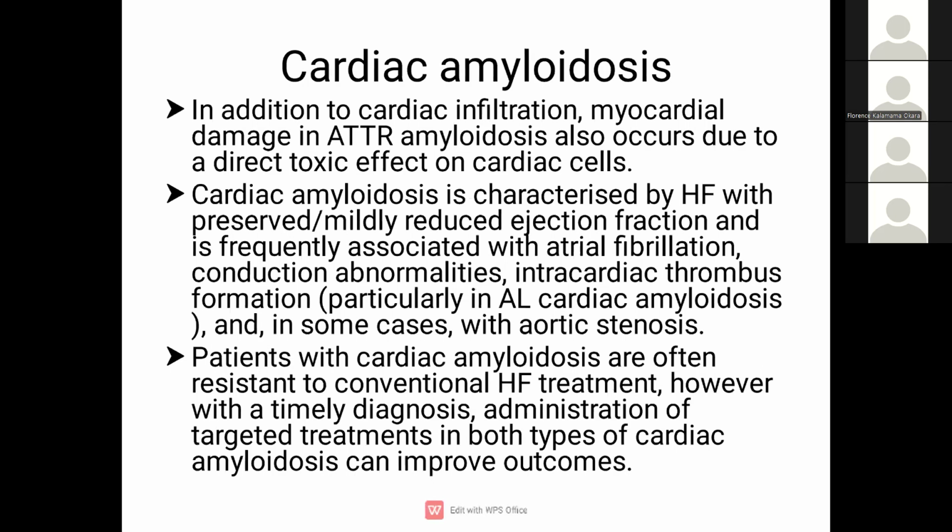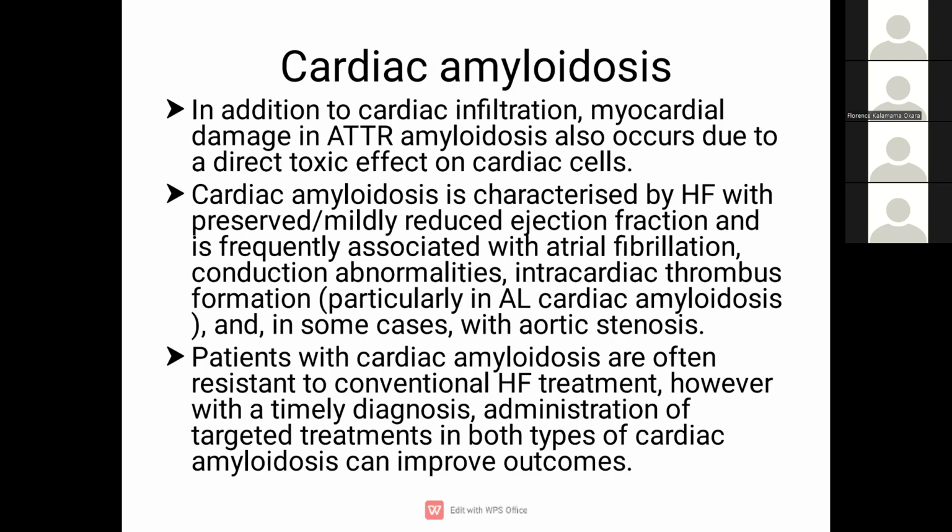Now, aside from the cardiac infiltration that is seen in cardiac amyloidosis, the amyloid could also have a direct toxic effect on the cardiac cells. And cardiac amyloidosis is characterized by a patient presenting with heart failure, either with a preserved or mildly reduced ejection fraction, and is frequently associated with atrial fibrillation and conduction abnormalities. Then there could be intracardiac thrombus, especially in the AL type of amyloidosis. Then some patients with cardiac amyloidosis are often resistant to conventional heart failure treatment.